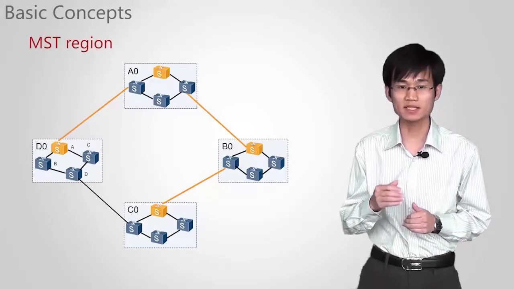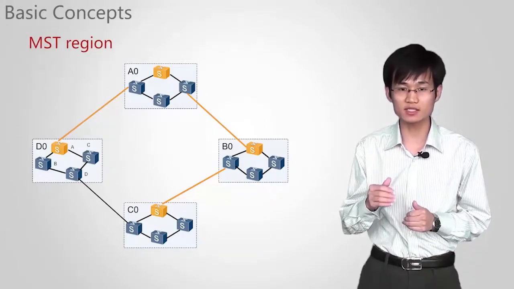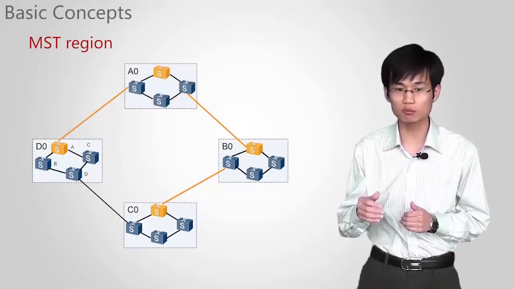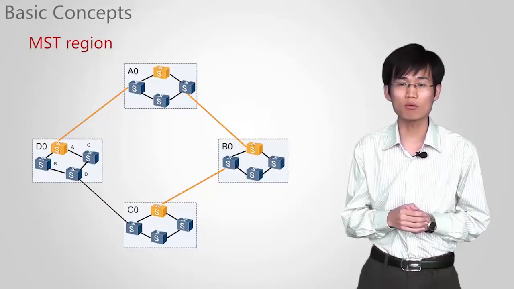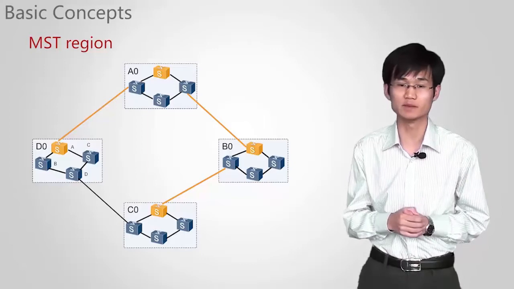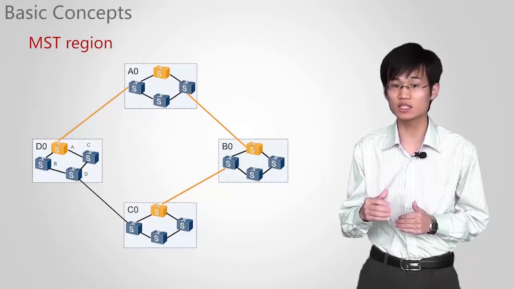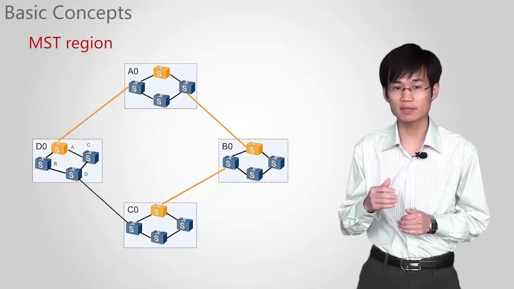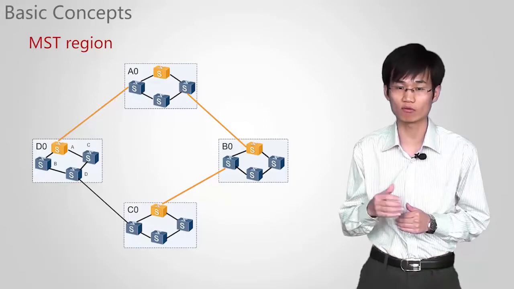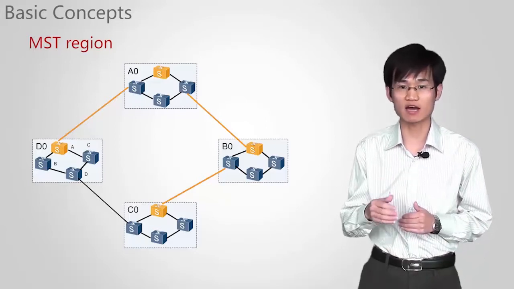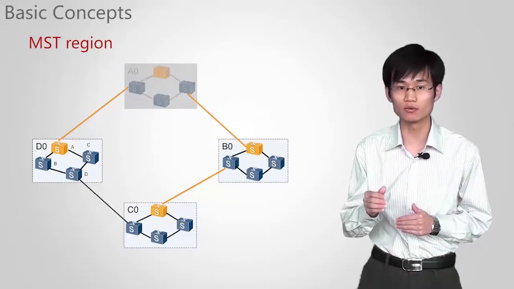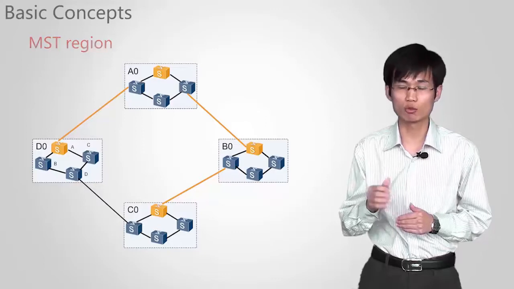First, MST region. An MST region consists of multiple switching devices and network segments between them. All the devices in the MST region are enabled with MSTP. They have the same MST region name, VLAN-MSTI mappings, and MSTP revision levels. All the devices are physically connected. The 4 devices in the region A0 form an MST region.